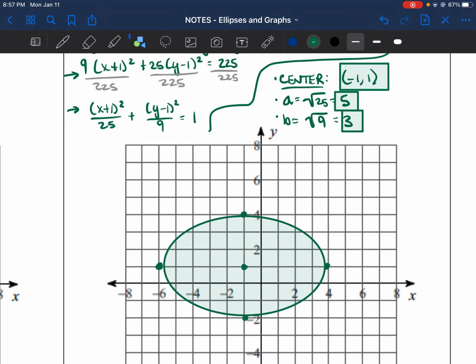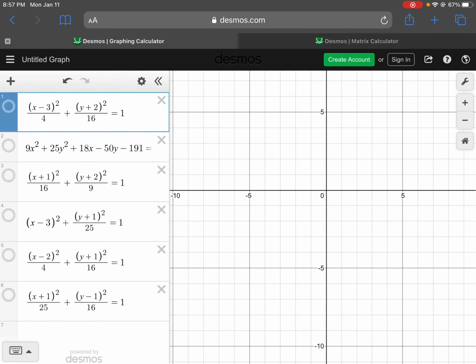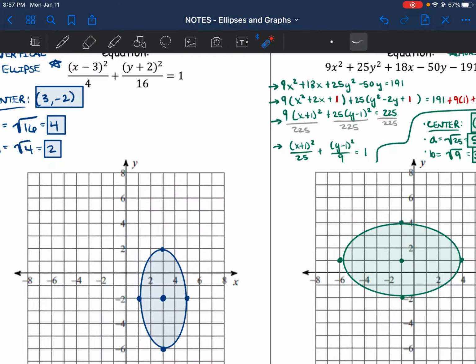Now, one of the nice things is that it's actually pretty easy to check our answers using a graphing calculator. And the graphing calculator that I'm going to use is the Desmos graphing calculator. So what I did is I took both of these equations, and I plugged them into separate lines on the Desmos graphing calculator. And let me go ahead and show you that.